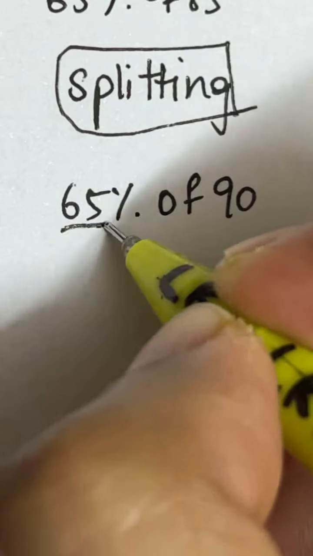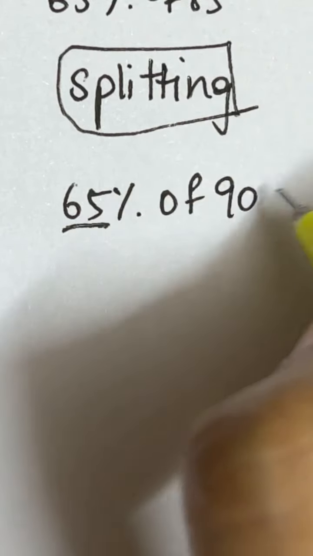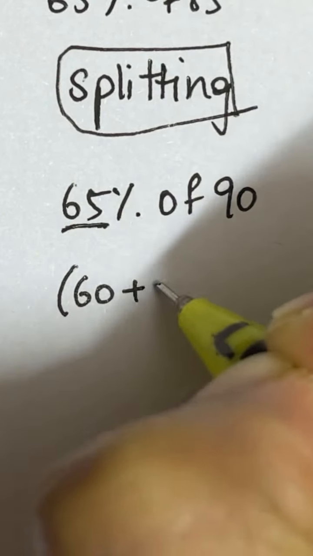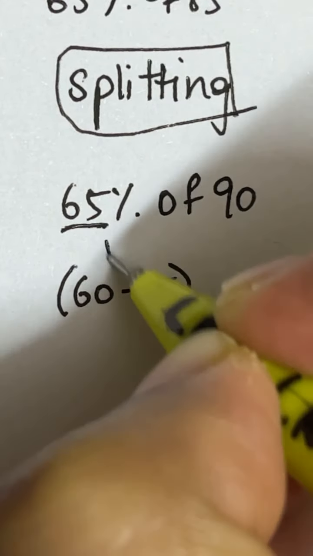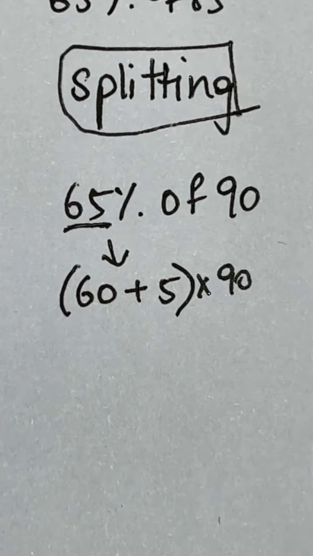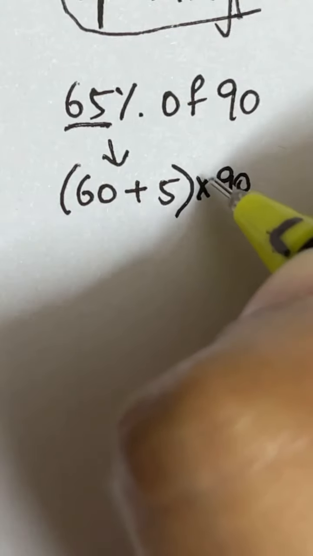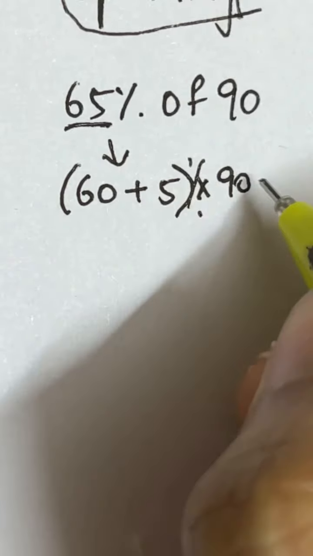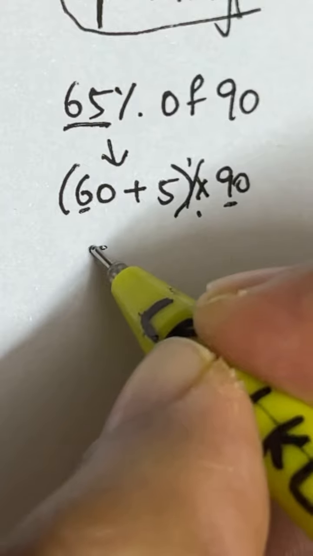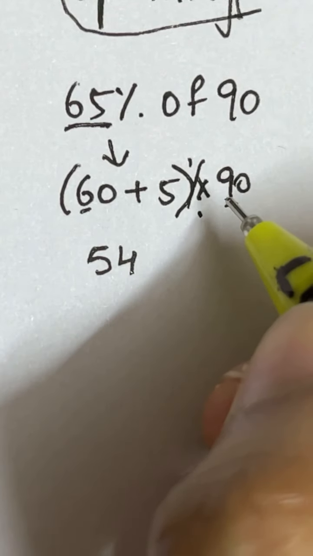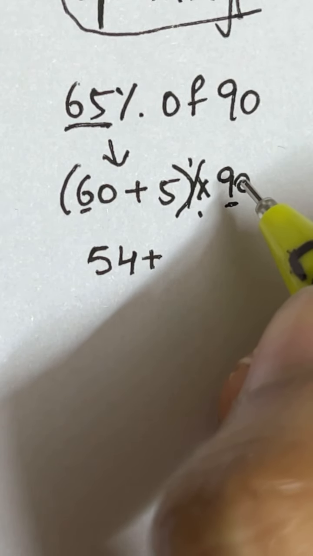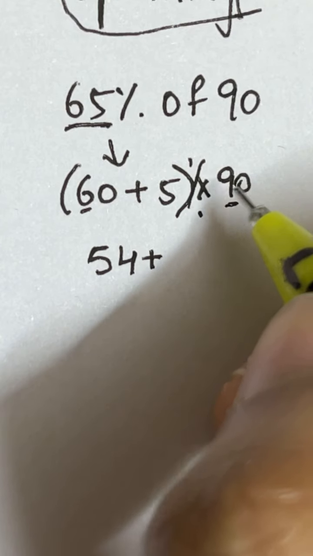So we split this. 65 is not possible for us to solve directly. So we split it into easier terms, like 60 plus 5. 65 can be written as 60 plus 5 percent of 90. So 60 plus 5% of 90. So 60% of 90, just multiply 6 and 9. That's 54. So you got 60% of 90, that's 54. Plus, you have a plus sign in between. What is 5% of 90? So what is 10% of 90? That's 45.